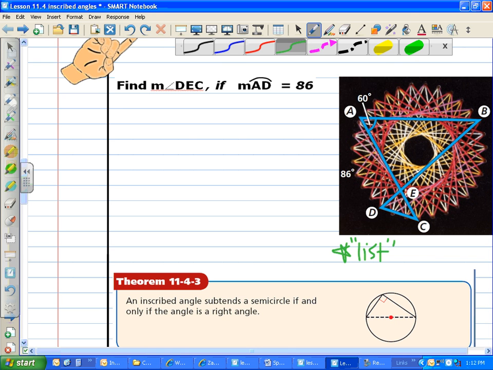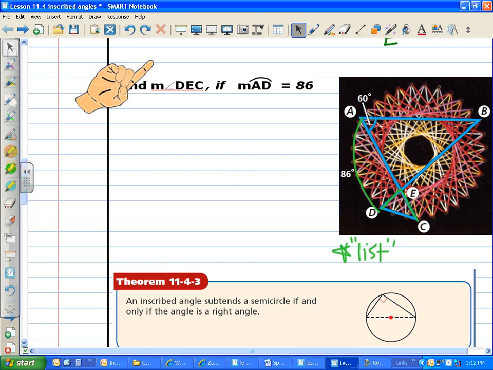Okay, but let's try and find out what the measure of angle DEC is. DEC. Oh, that one looks kind of tricky. Let me highlight it in green. DEC. I want that one. And it says, if the measure of arc AD is 86. So it's saying if this arc right here is 86, I need you to find out what the other one is. Okay. So here's my strategy.